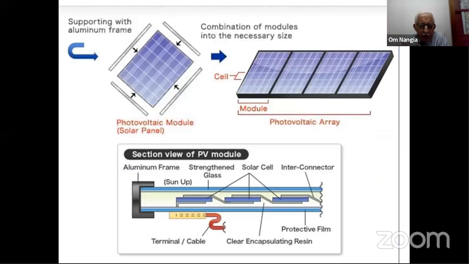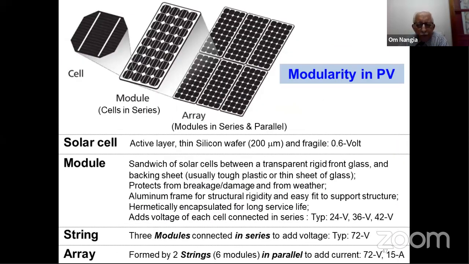This is another section of the PV module. A single module is also called a panel. And a number of modules put together are normally called an array. So the cell is one, then we have the module, then a number of modules called an array.